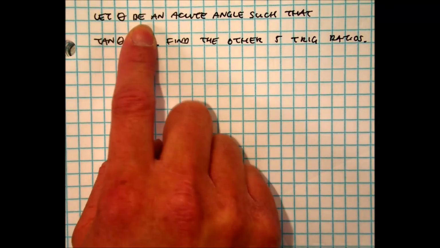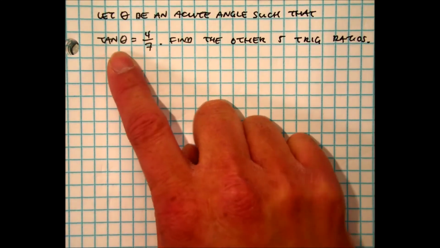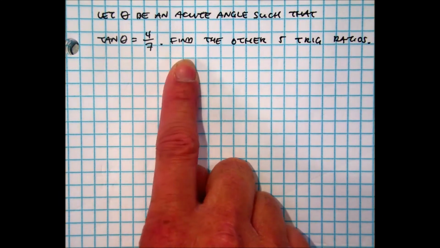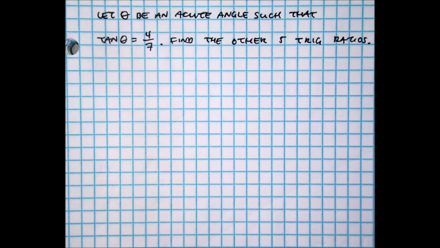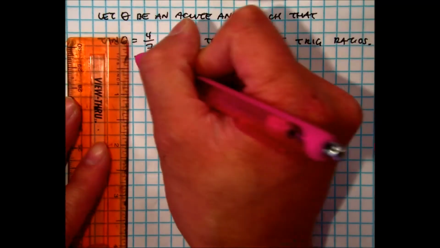Let theta be an acute angle such that tangent of theta is equal to 4/7. Find the other 5 trig ratios. The first thing I'm going to do is put this on the coordinate plane.